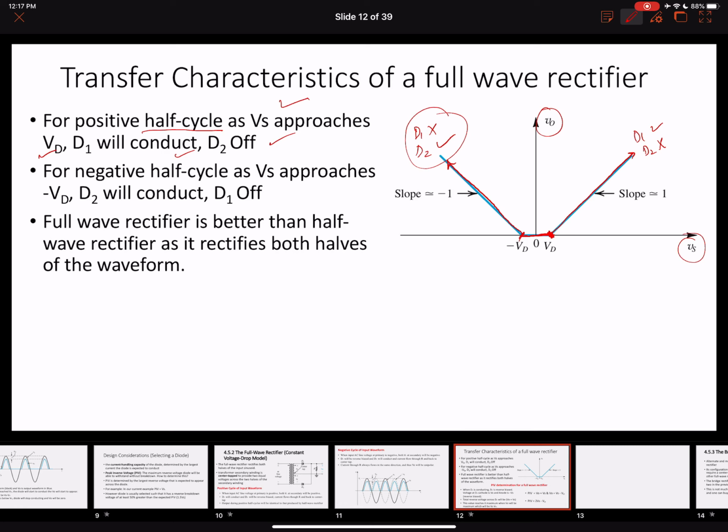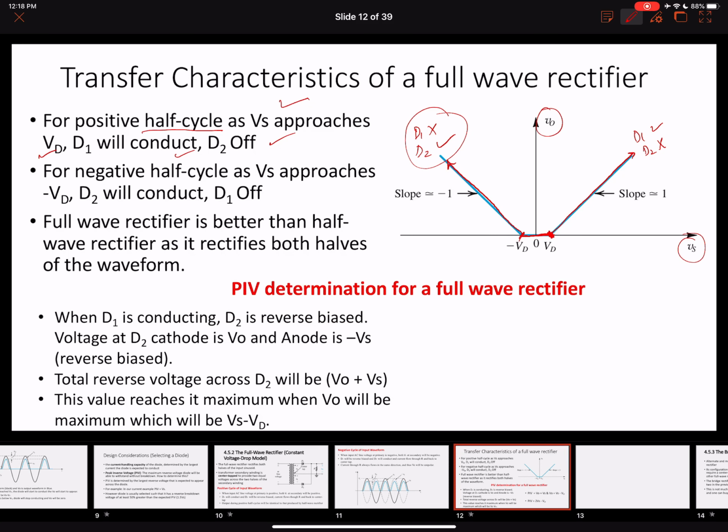And so, we already know, as we discussed earlier, that full wave rectifiers are better than half wave rectifiers because they rectify both cycles of our input waveform. Okay, so let's do another example, and let's see what the peak inverse voltage is across a full wave rectifier.